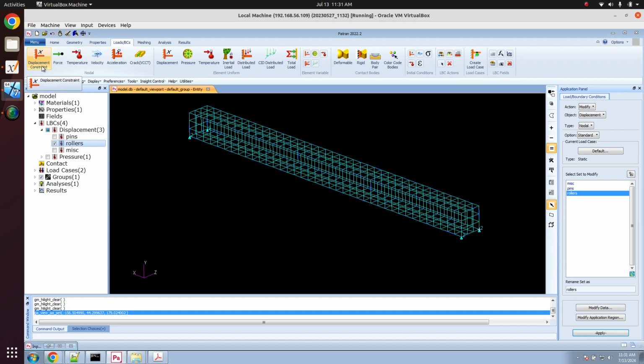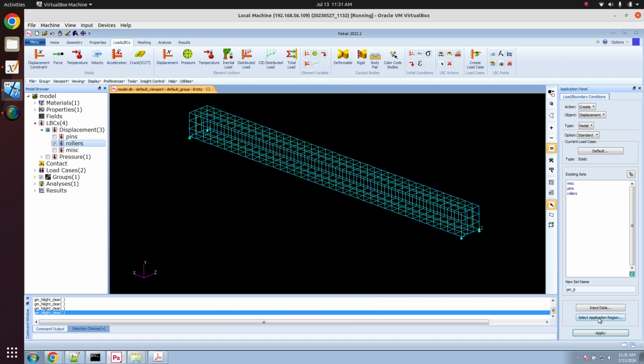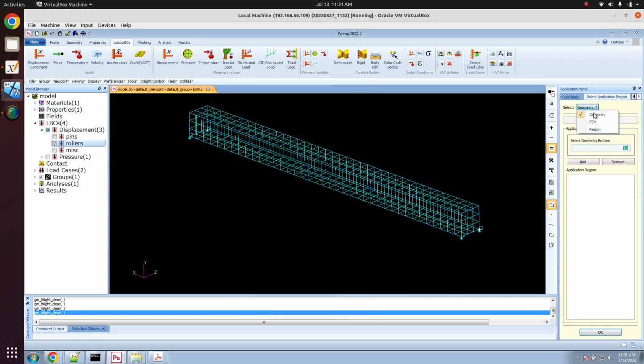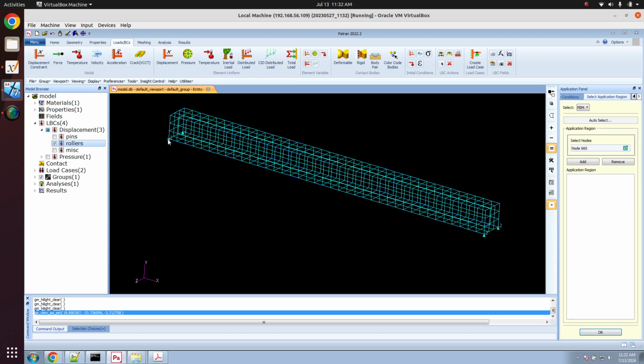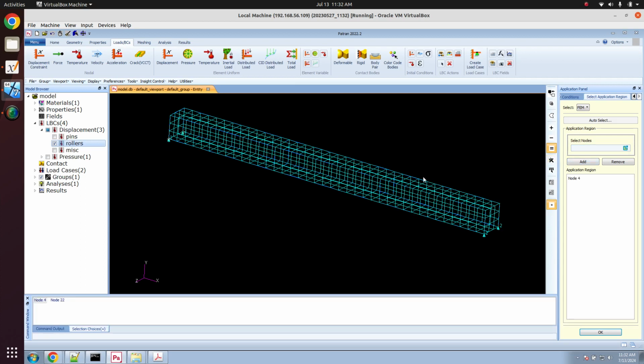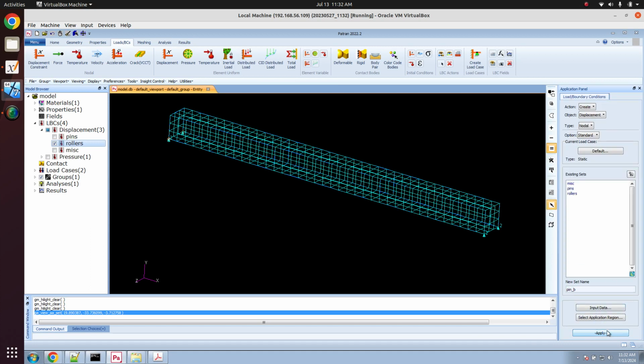Now, how do we define a pin support? So here I'll call this pin B. And for the input data, like we mentioned a moment ago in this document, we just want to make sure that the first, the second, and the third degree of freedoms are 0. The translations are 0. So then go ahead and select maybe the nodes. So nodes, these ones here. And let me make sure I'm picking the right nodes. Let's go ahead and do that. Click OK and then apply.